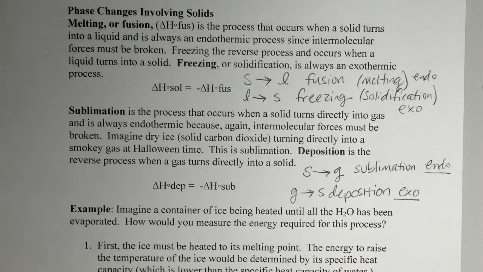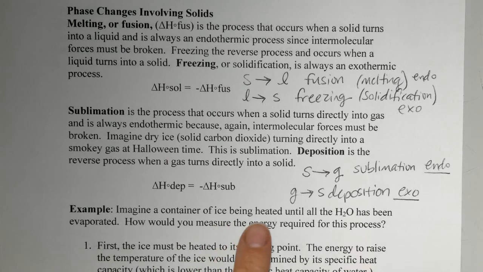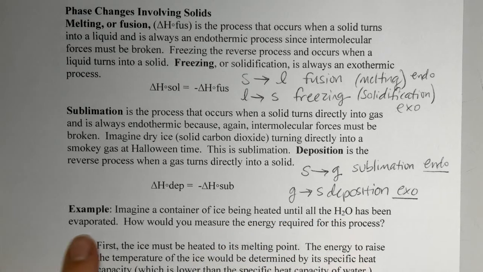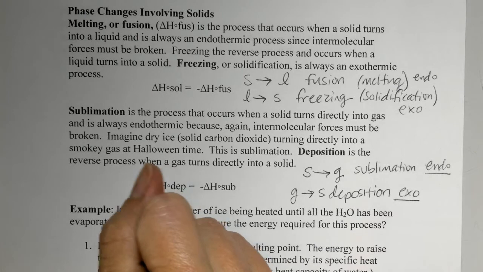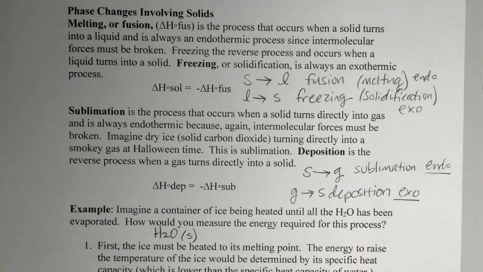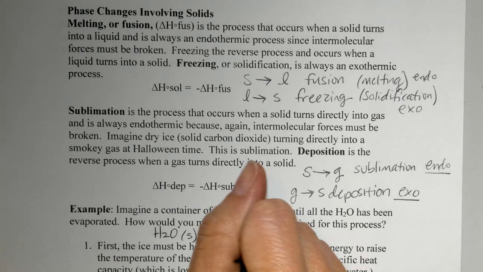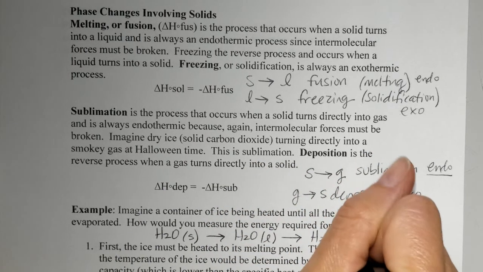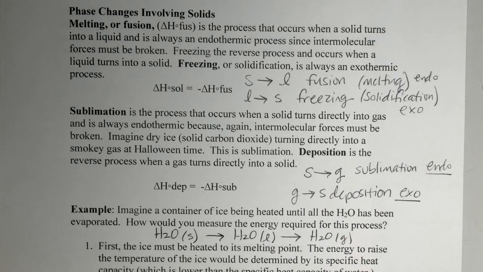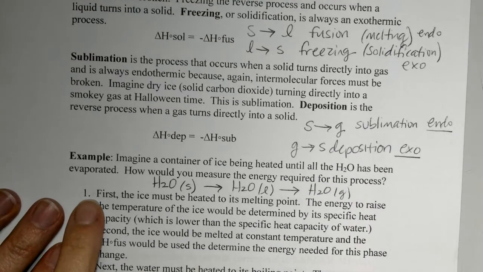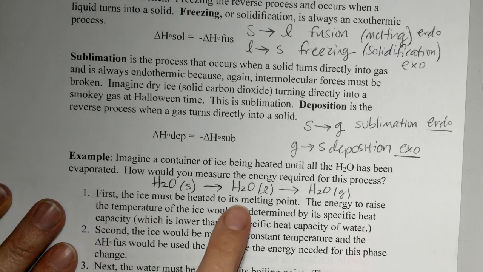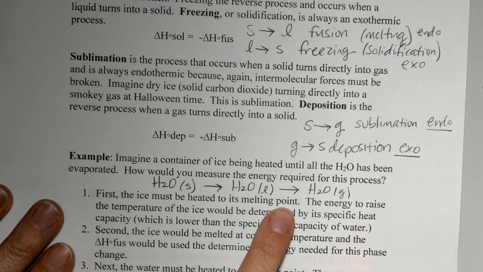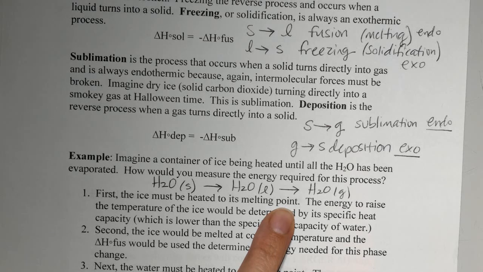All right, so in terms of our phase changes, we're going to look at that on a phase diagram on the next page. But this example here, imagine a container of ice being heated until all of the ice has been evaporated. So we're taking that water or ice in the solid phase, we melt it first, and then we convert it to a gas. So what are all the things that have to happen here? First, you have to get the ice up to temperature to melt it, right? You have to get it hot enough to get to that 0 degrees Celsius mark.